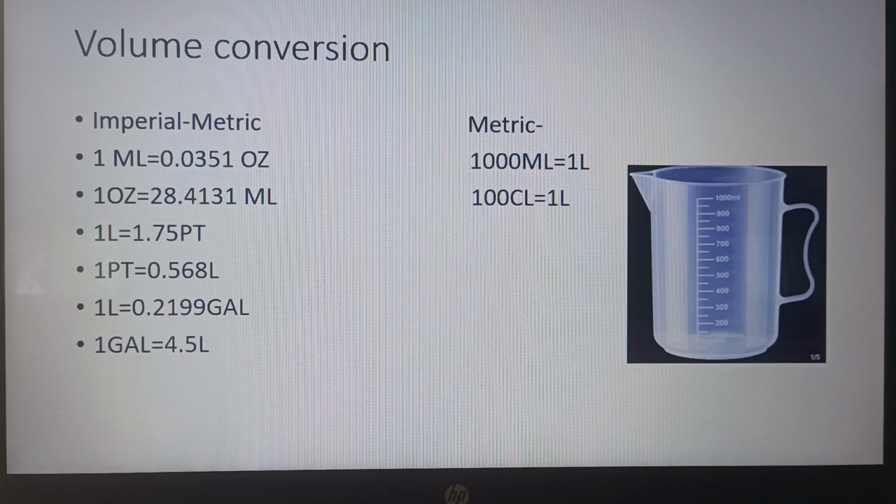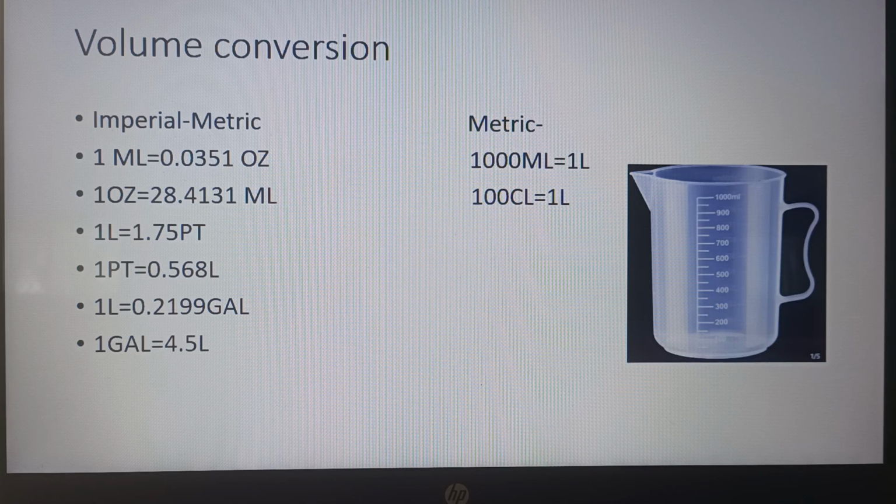Volume conversion. Imperial to metric. 1 milliliter equals 0.0351 ounces. 1 ounce equals 28.4131 milliliters. 1 litre equals 1.75 pints. 1 pint equals 0.568 litres. 1 litre equals 0.2199 gallons. Or the big one that's probably used mainly in Australia if you're mixing fuel and different stuff is 1 gallon equals 4.5 litres. We'll have a little bit more on that later.